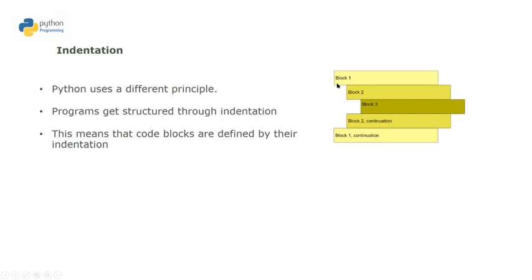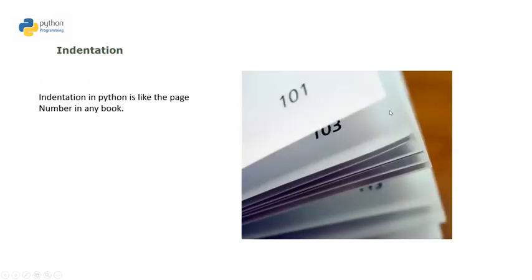So how does it work? All the statements with the same distance to the right belong to the same code block. That is, the statements within a block line up vertically. This block ends at the line that is less indented. If the block has to be more deeply nested, it is simply indented further. So let's make it more understandable by taking an example.